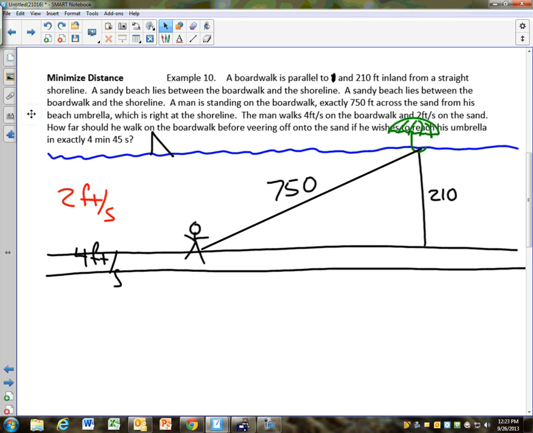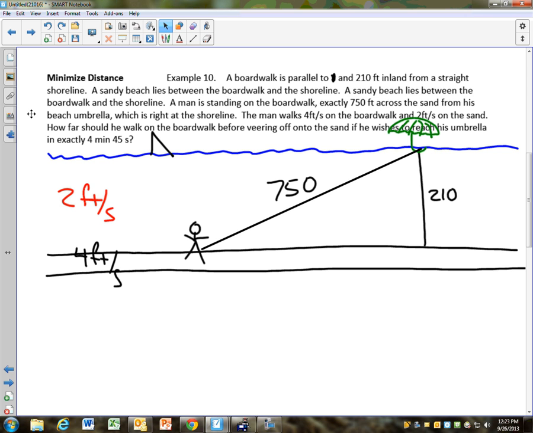So no jellyfish on this one. But here's the problem. He wants to walk on the boardwalk and at some point veer off so that he reaches his umbrella in exactly 4 minutes and 45 seconds. Now, that sounds absolutely absurd, doesn't it? It's like, come on, just do what you want and you'll get to the umbrella, right? Well, here's where it does come into play, and this is where the problem actually finds its origin. Well, not necessarily this exact situation, but one like it.